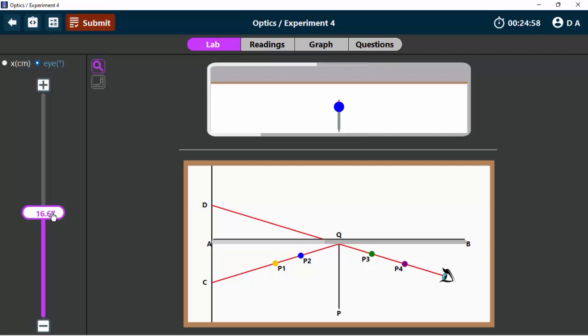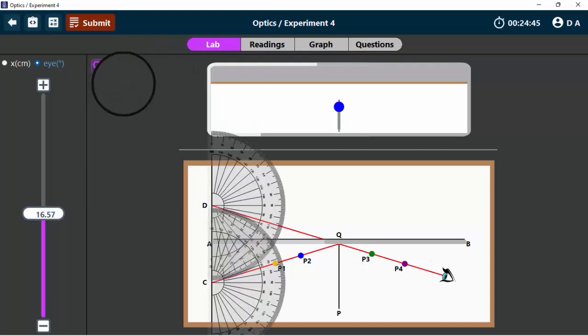So at that point, you can fix your pin 3 and pin 4. So it's roughly here. If you check, they are almost perfectly aligned. So we can take a reading at this point. You place your protractor, you measure the angle at C and the angle at D, and then you take the reading.